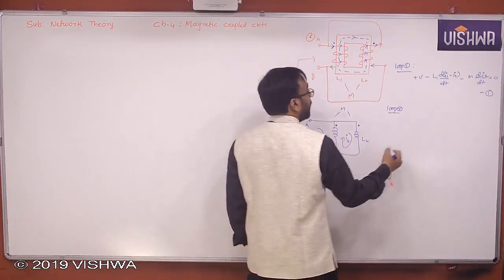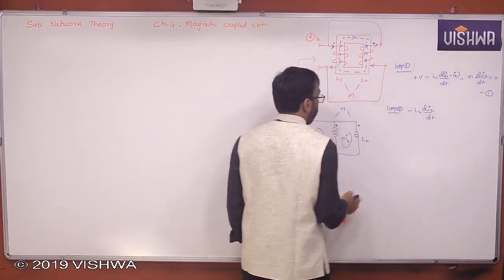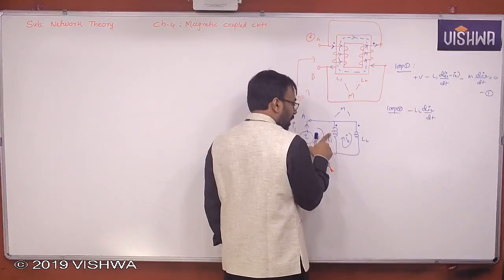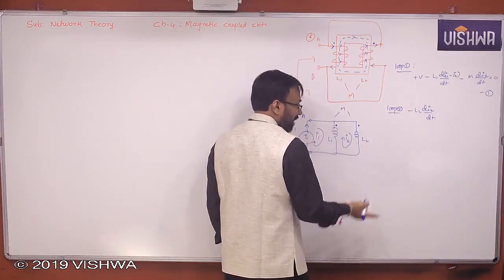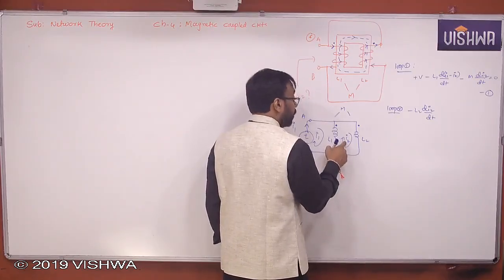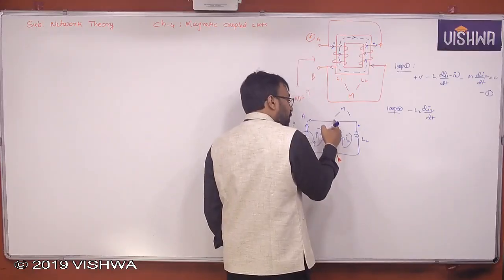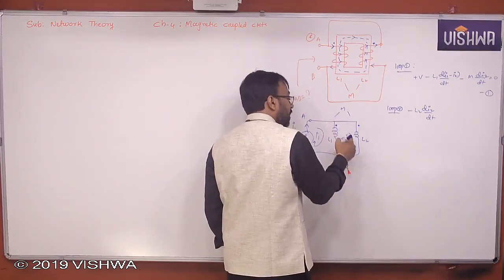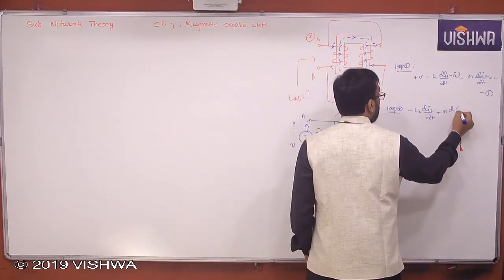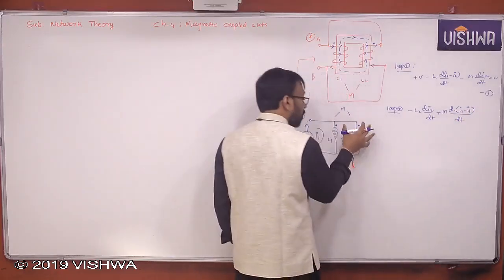Here, minus L2 di2 by dt. Self but mutual. What is the current flowing through this coil? Either I1 minus I2 or I2 minus I1. Anything is okay. Suppose I take, because I'm writing here I2 greater than I1, I2 minus I1. What is the current flowing here? I2 minus I1. Upward. Upward means leaving, whereas I2 is entering. Therefore, plus M d by dt of I2 minus I1. This is self and mutual of this particular coil.